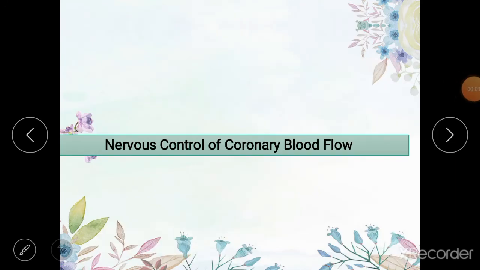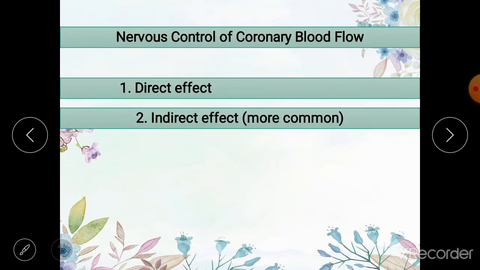Let us now discuss the nervous control of coronary blood flow. As you already know, the blood flow of your body, not only your heart, is controlled by your autonomic nervous system, which comprises the sympathetic and parasympathetic parts. So whenever your nervous system is involved in the regulation of your coronary blood flow, it will have two effects on your coronary blood supply: a direct effect and an indirect effect.